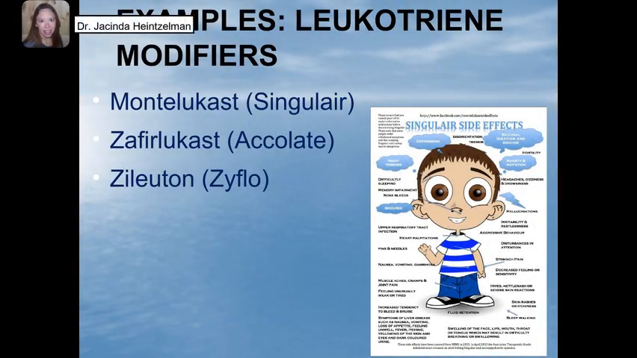Here are some examples of the leukotriene modifiers. And remember, these are going to be useful in helping to prevent the asthma attacks from occurring, working not only on the inflammation part, but also working on helping to keep those airways open, bronchodilating. So most of our patients for long-term use are going to be prescribed one of these medications. They do work very well for asthma.